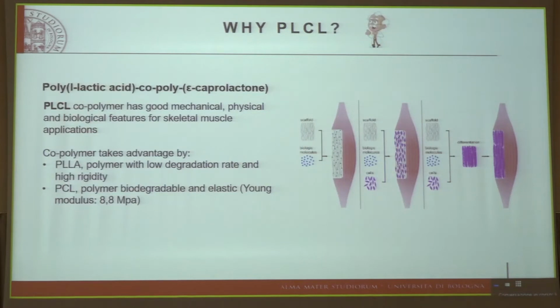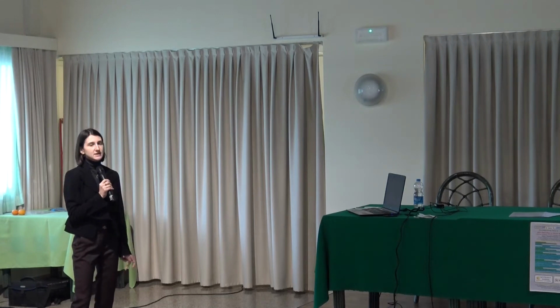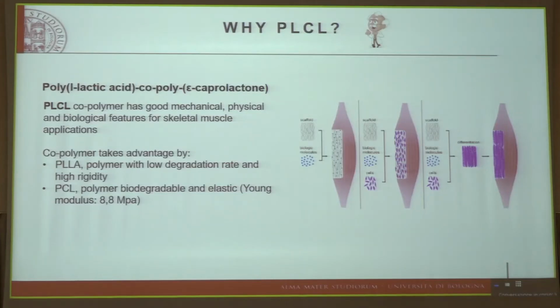So why did we decide to use PLCL? Because, as I said before, looking from the literature, it has good mechanical, physical, and biological features suitable for biomedical application, because it takes advantage from the PLA, a polymer with low degradation rate and so suitable for biomedical experiments, and from PCL, which instead has elastomeric properties that counteract the high rigidity of the PLA, and so make possible the muscle functionality, so make possible the muscle contractility.